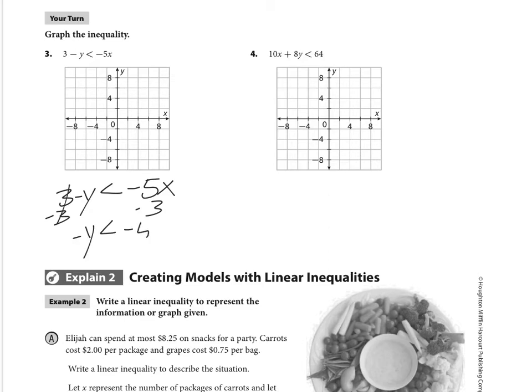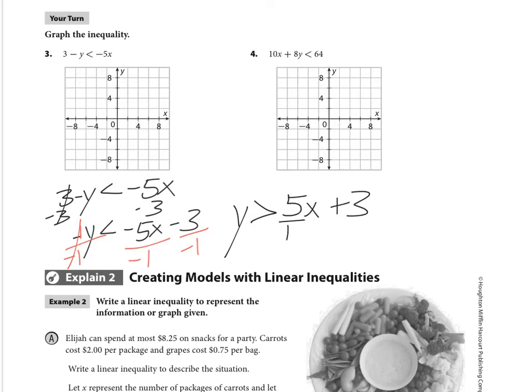So I get negative 5x minus 3. Now remember, that's a negative 1, so I divide everything by negative 1. Now again, because I'm dividing by a negative, I have to flip this inequality symbol. So that's going to become y is greater than, now, 5x plus 3. And really that's 5 over 1 because you want to think of it as slope.